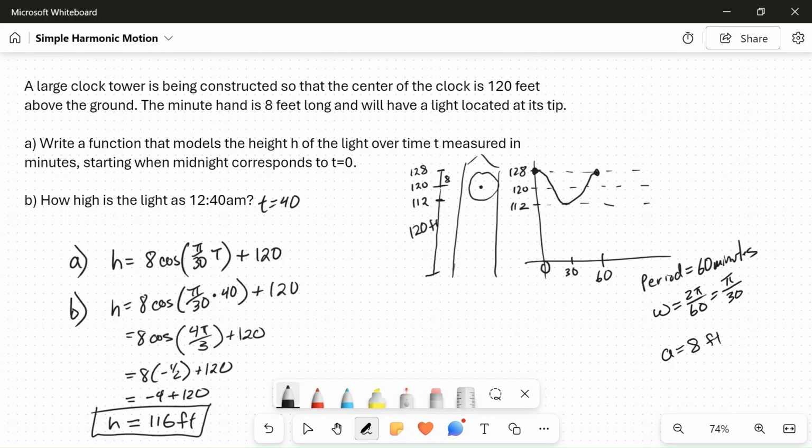So hopefully there are a few examples illustrating how simple harmonic motion works, how we can write the functions. We just need the amplitude and either the period or the frequency. And then we need to know whether it's sine or cosine, which again just depends on where the graph starts. Does it start at the midline or does it start at the maximum?